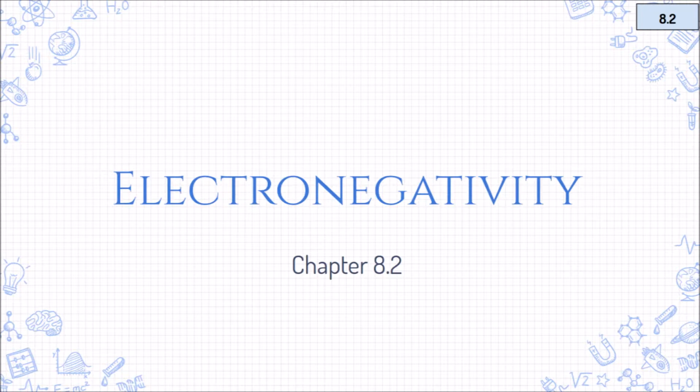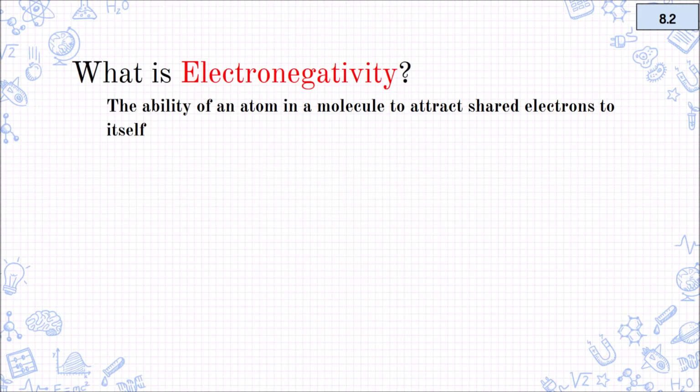Electronegativity, section 8.2. Electronegativity is the ability of an atom to attract shared electrons to itself. In section 8.1, I talked about how in polar covalent bonds, electrons aren't shared equally. Why? Because one atom is more electronegative than the other, having a greater ability to attract shared electrons.